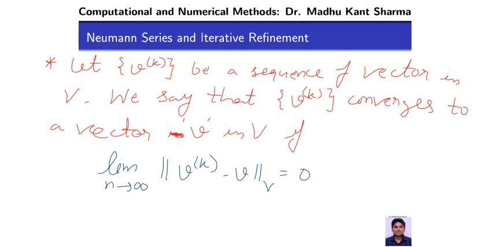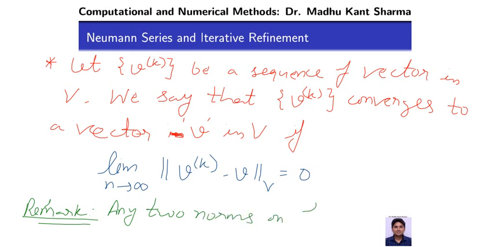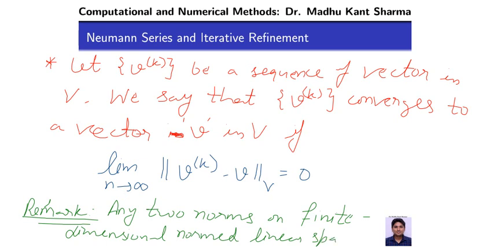Here we wish to make a remark: any two norms on a finite dimensional normed linear space V are equivalent.